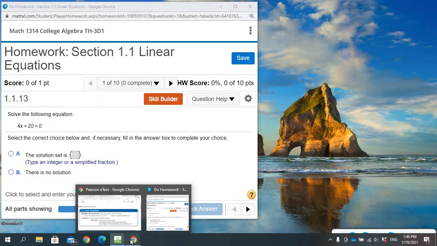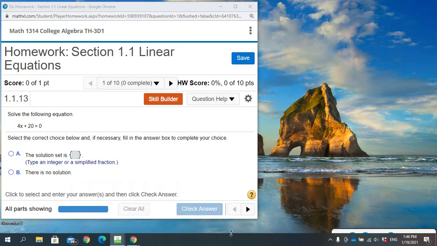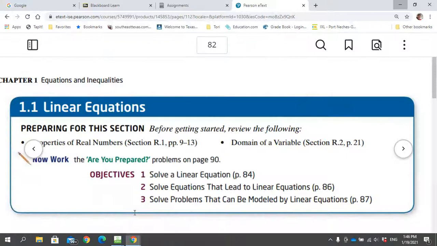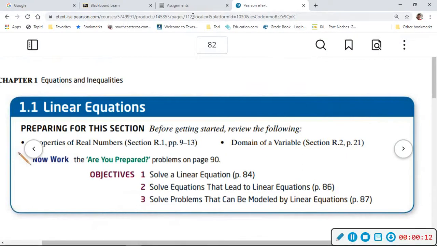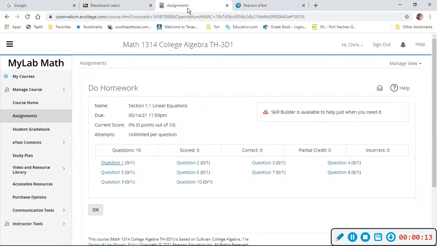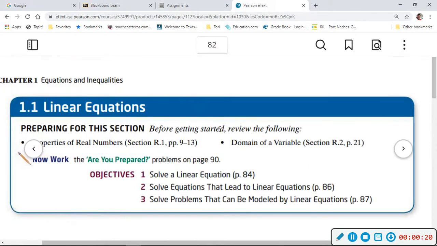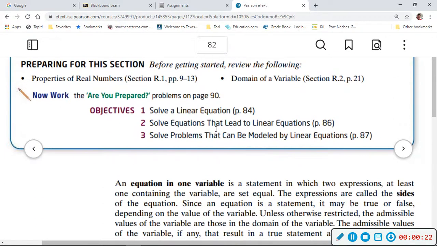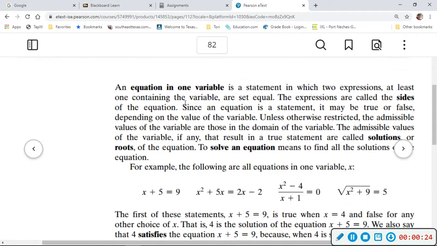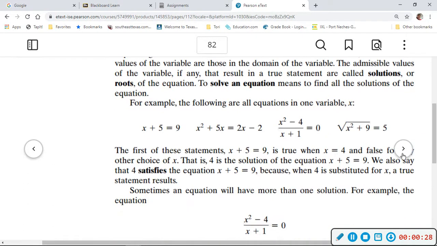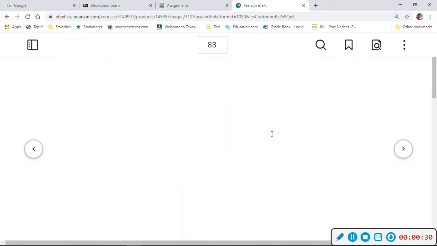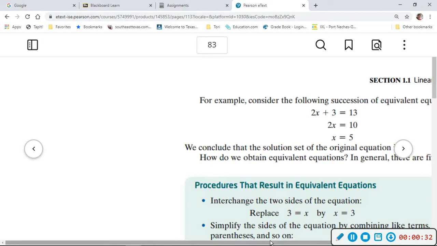Alright, so this is college algebra. We're looking at section 1.1. Before we get started, I did take the liberty of opening up the textbook, which you can get to from eText. As a table of contents, go to eText, and you can pull up whatever section. I do recommend that you go through and become familiar with the terms and vocabulary. You can also see several examples of them working out equations.